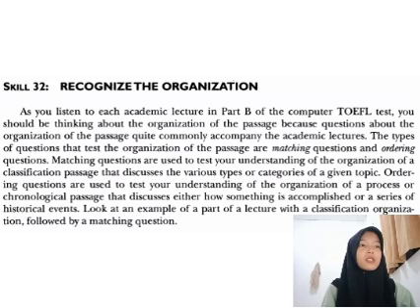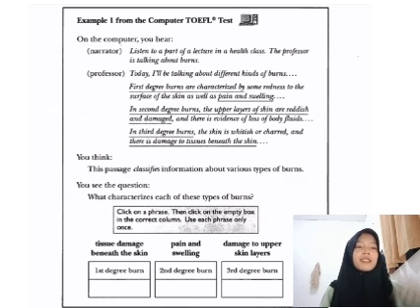Matching questions are used to test your understanding of the organization of a classification passage that discusses the various types or categories of a given topic. Ordering questions are used to test your understanding of the organization of a process or a logical passage that discusses either how something is accomplished or a series of historical events. Look at an example, okay? So this is the category or organize the text, yeah guys.